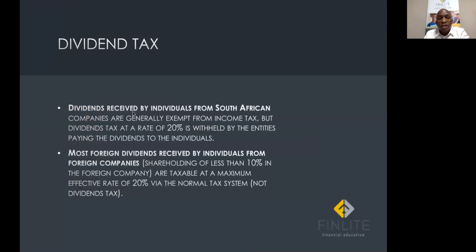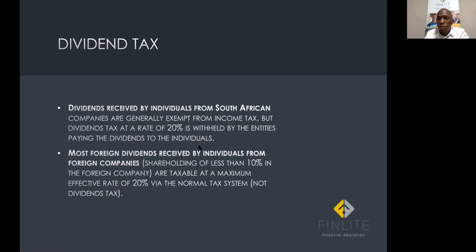And then dividends received by individuals from South African companies are generally exempt from income tax. So if a company invests in another company, the dividend that they receive is actually exempt. It means it's not taxed at all. But dividends are taxed at a rate of 20%, withheld by entities paying the dividends to the individual.